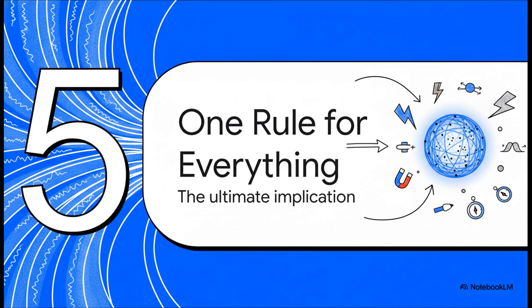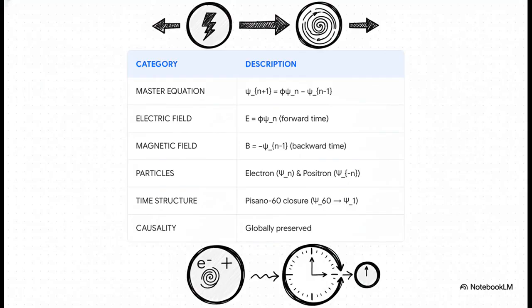Section 5, one rule for everything. If all of those different phenomena really do come from just one part of one equation, well then maybe that one equation really is the master rule for all of electromagnetism. So this table really wraps it all up neatly. You've got one master equation that's the source code for everything.